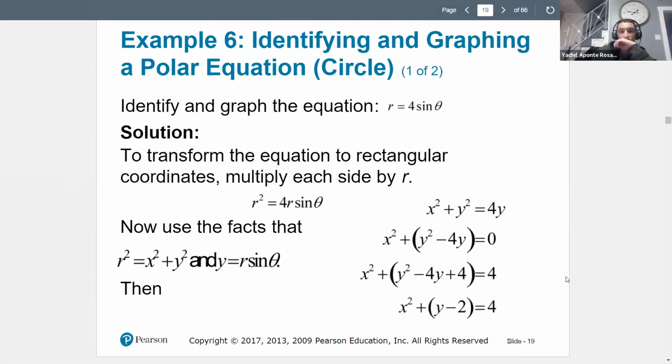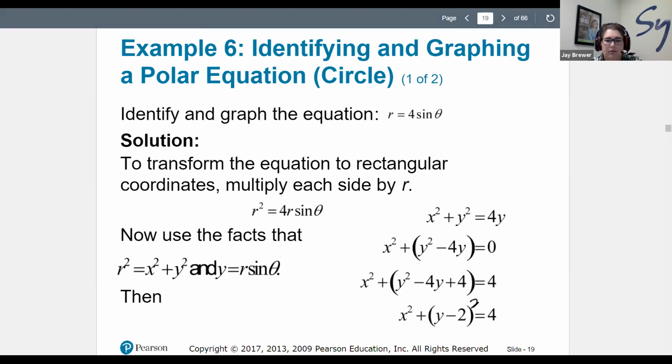Good call. All right, so again, you're going to work it down. You'll end up with x squared plus the quantity y minus 2 equals 4. I think there should be a squared there, right? Do you agree? They messed that up. There should definitely be a square there.